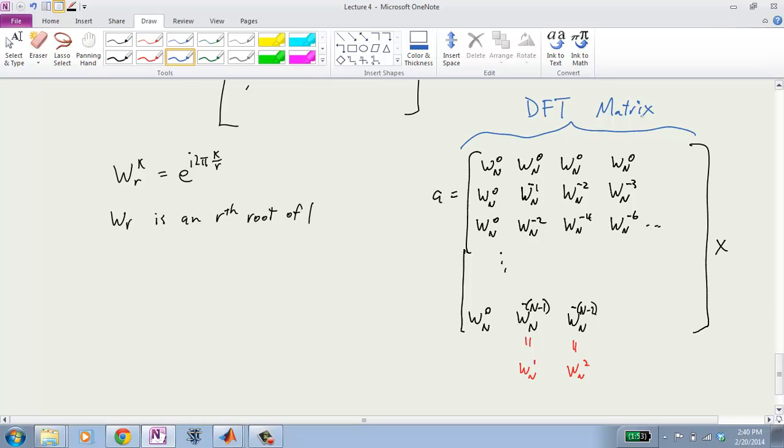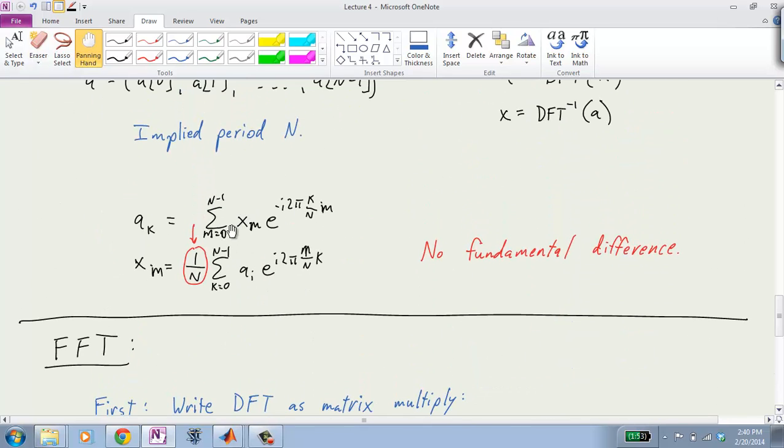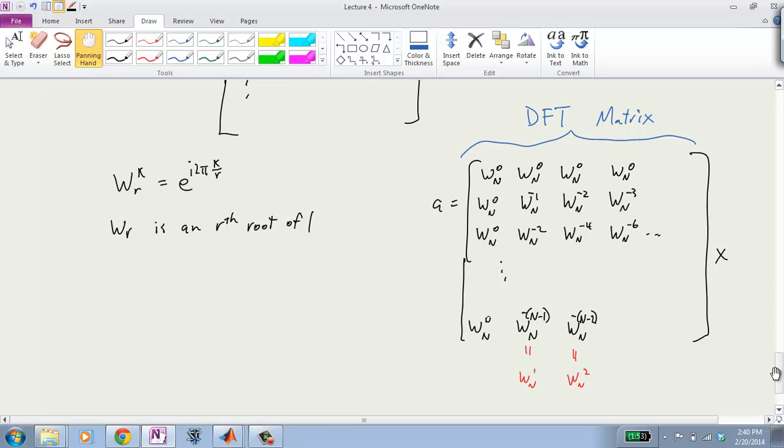Now, how many operations does it take, roughly, to do a matrix multiply with a square matrix of height n? How many operations does it take to do this computation? You can think of it as a matrix, or you can think of it as these sums. Either way, if you want to compute all the DFT coefficients, approximately how many multiplies do you have to do? N squared, right? Because each one took n, and you have n of them. So n squared.